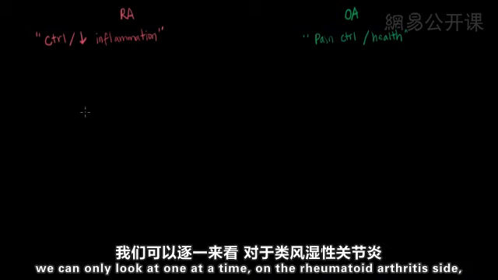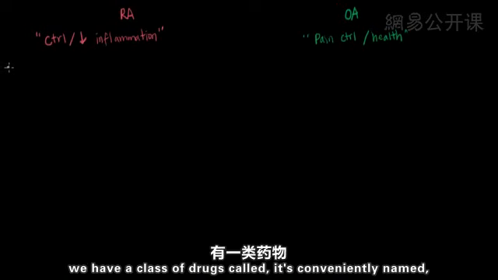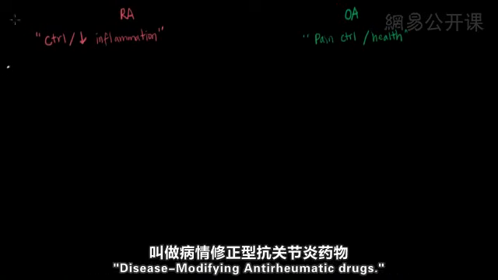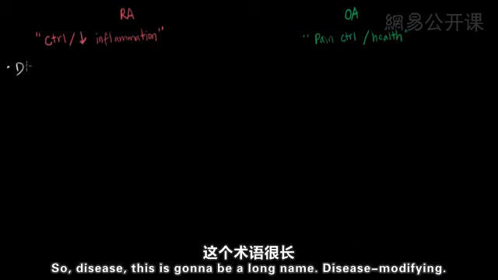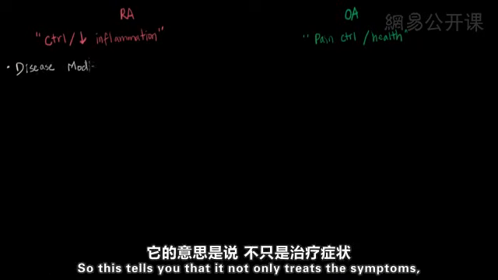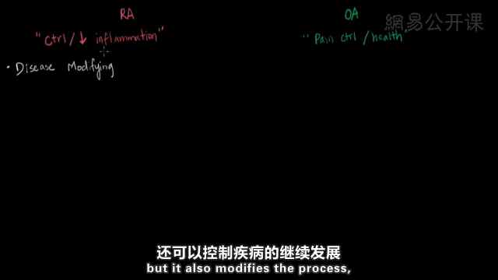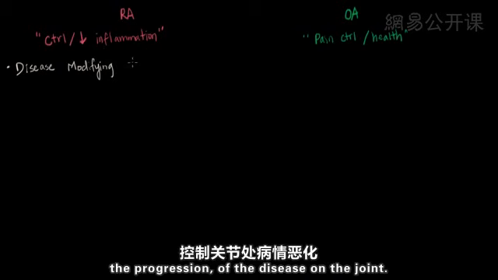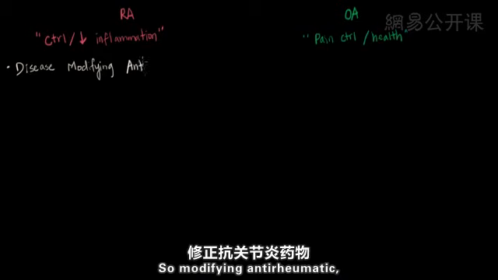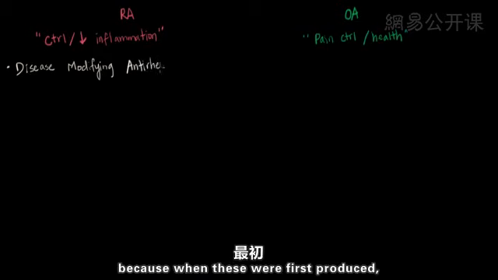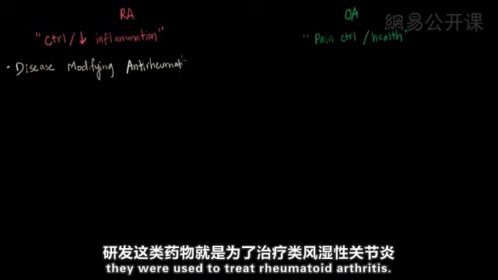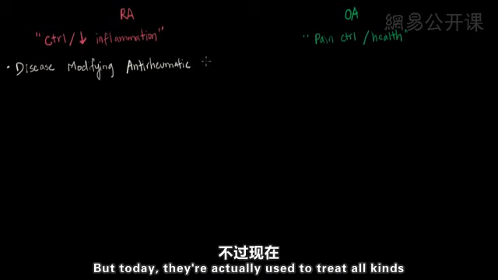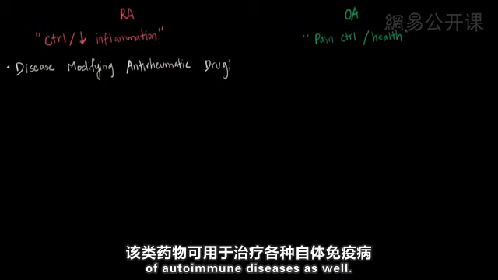On the rheumatoid arthritis side, we have a class of drugs conveniently named disease-modifying anti-rheumatic drugs. So this is going to be a long name. Disease-modifying tells you that it not only treats the symptoms, but it also modifies the progression of the disease on the joint. Anti-rheumatic, because when these were first produced, they were used to treat rheumatoid arthritis. But today, they're actually used to treat all kinds of autoimmune diseases as well.